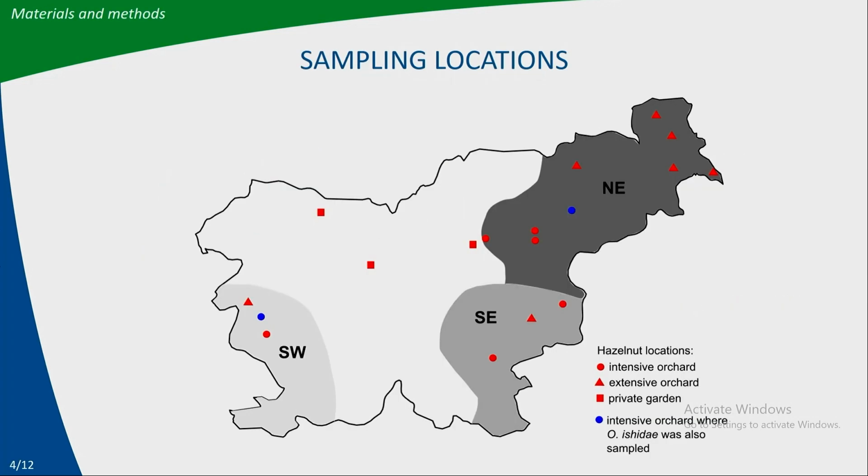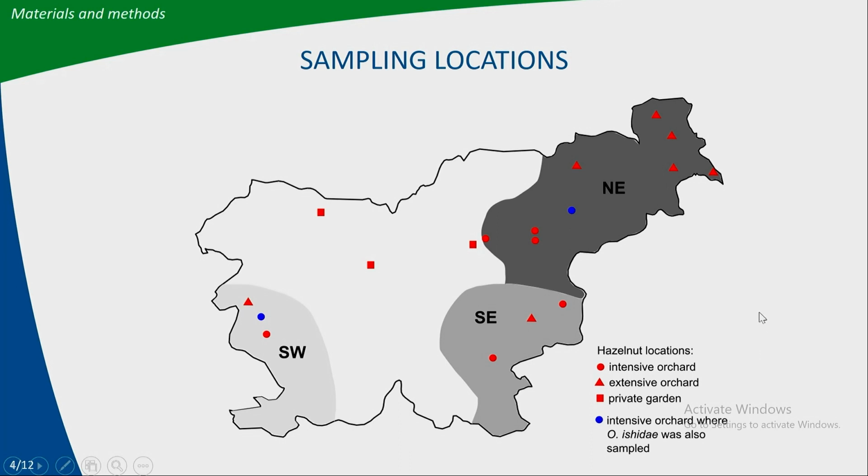We did a study sampling not only hazelnuts but also grapevine. These are 3 vineyard regions in Slovenia which were sampled for grapevine, and the points show locations of hazelnut orchards. Some of them were intensive, some extensive, and 3 were from private gardens.